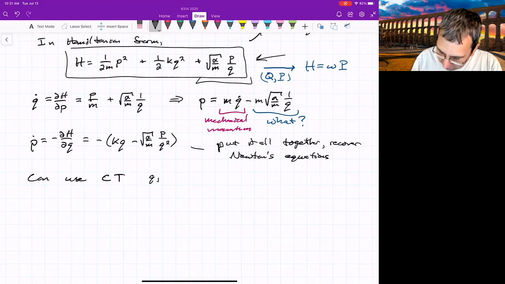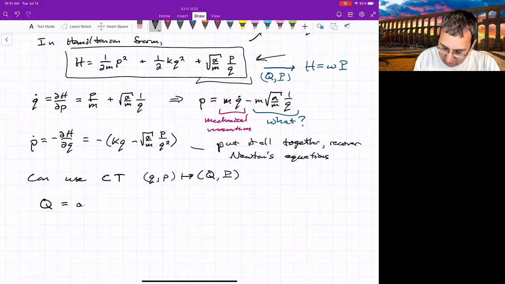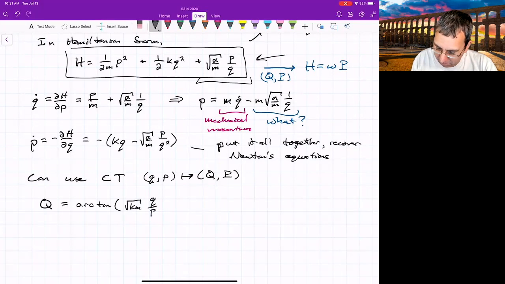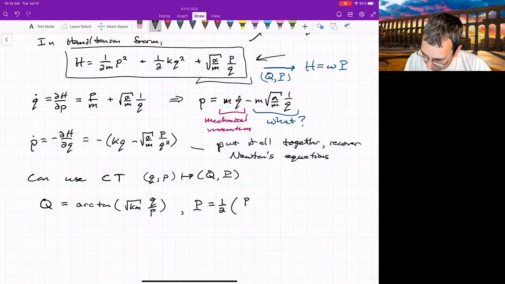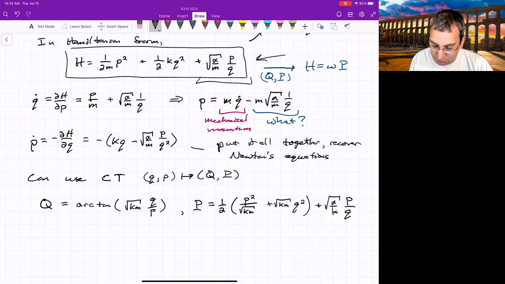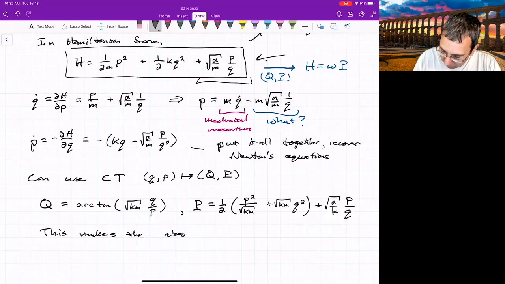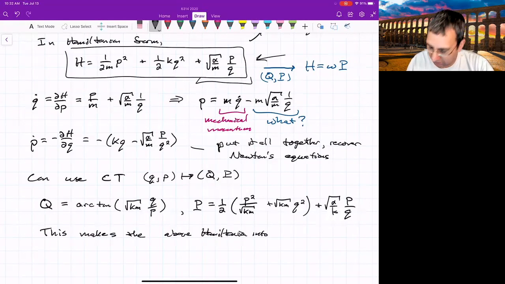So you can use a canonical transformation from little q and p to a big Q and P. And this is it. Q is arctangent of square root of k times m times q over p. And then P is also pretty weird: 1/2 p squared over square root of k times m plus square root of k times m q squared plus alpha over k pq. And if you do the substitution, you can find that this makes the above Hamiltonian into, I guess we would say, H equals square root of K over M times P.